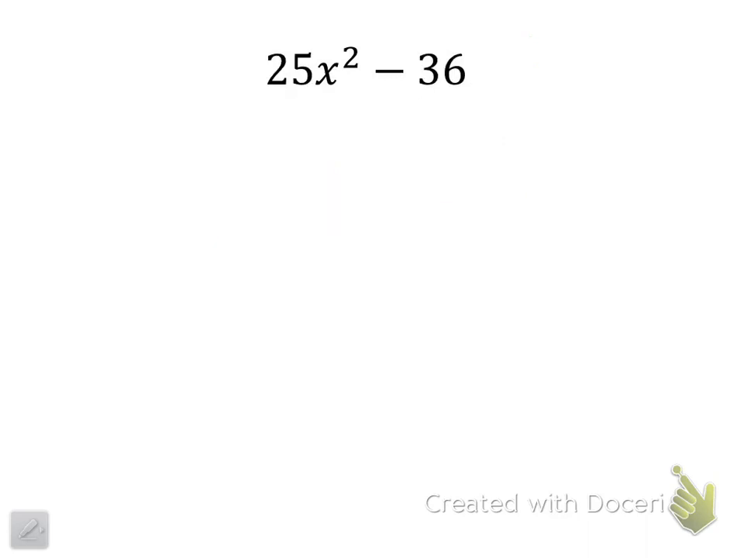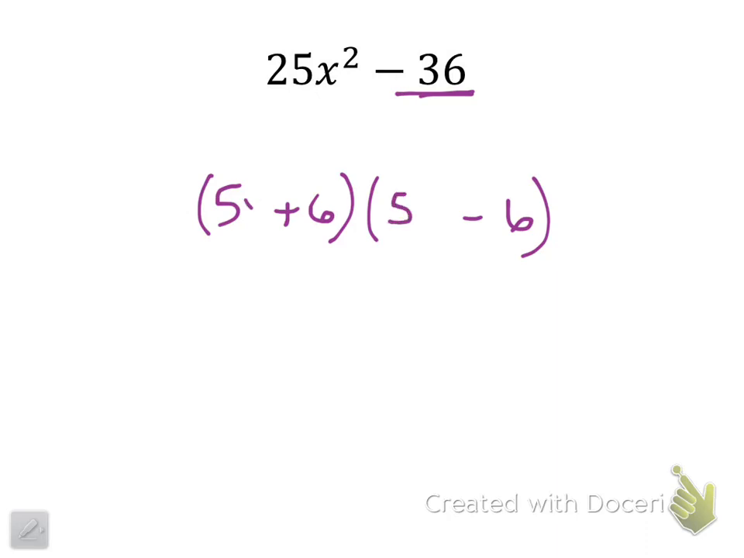Okay, this one, let's go ahead and write our parentheses. So two things that multiply to get me that negative 36. So I know one's a plus 6 and one's a minus 6. And then we need 25 in the front, so square root of 25. We know it's a 5 and a 5, and it needs to be x squared, so we have to add our x's.